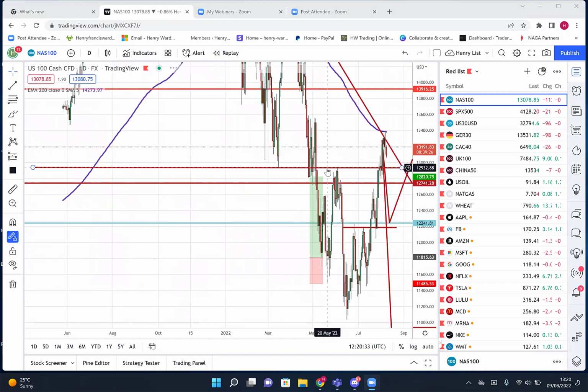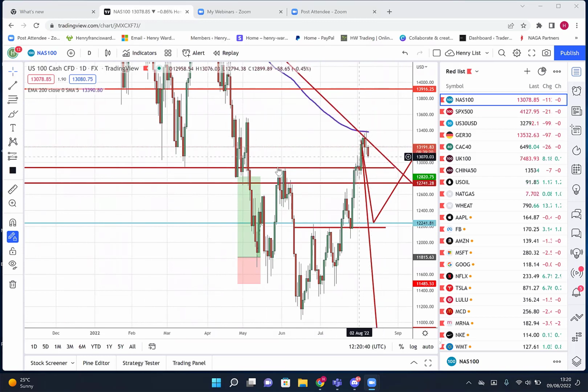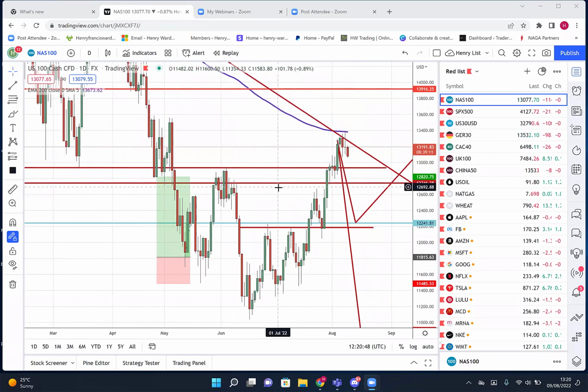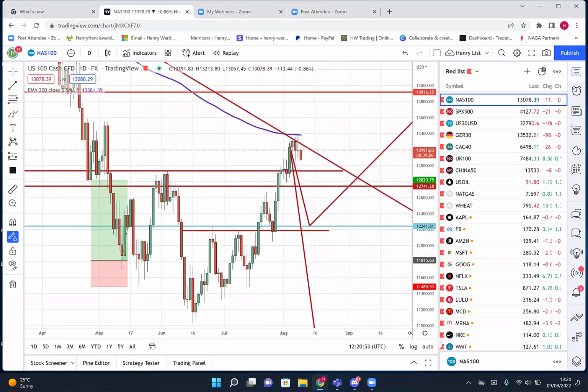So have a look at these levels here. There's 1, 2 touches there on that, 3 touches on it. So it may actually come down to this one and then bounce, or it may come back down to around here and then bounce again. So that's what we're expecting to happen.